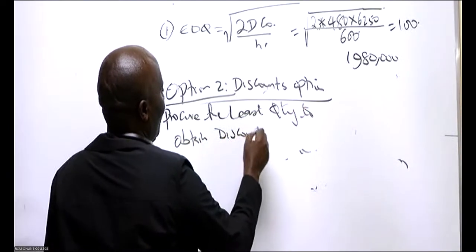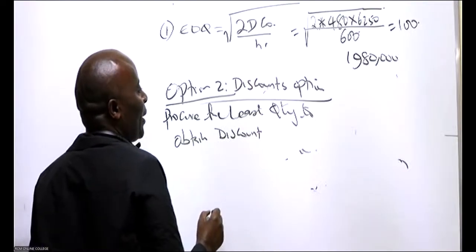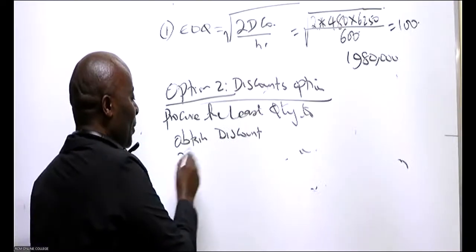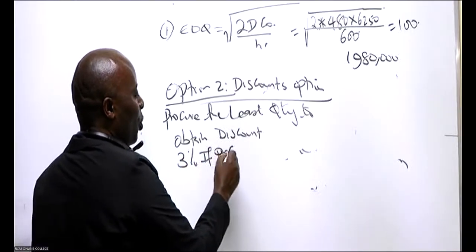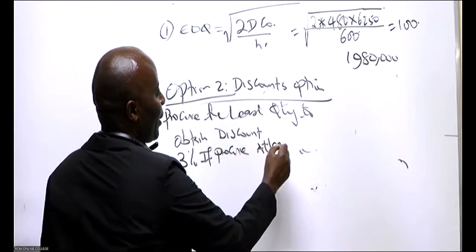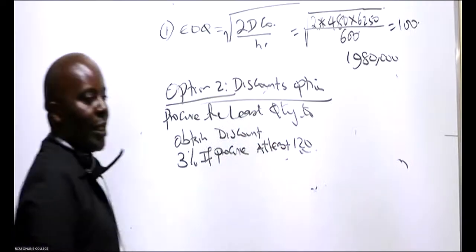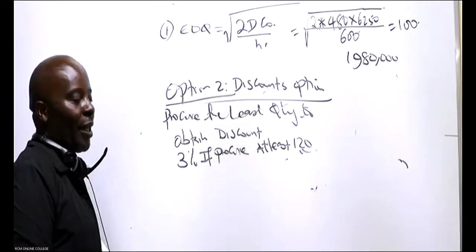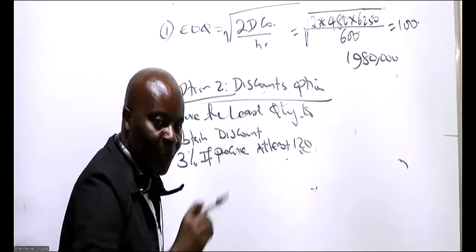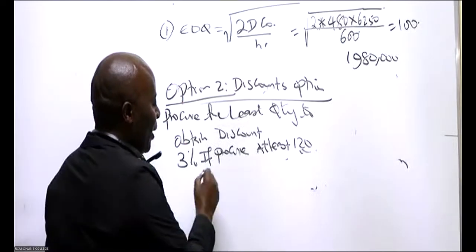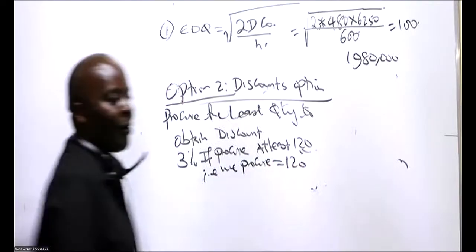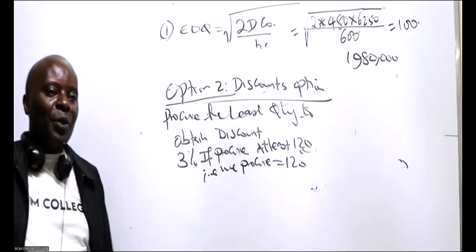discount. So like in this case here, they have told you that you will get a discount of what percentage? A discount of 3% if you procure how many units? At least 120. So 120 or more. So in that case here, we make a decision to buy the very lowest to just get that 3% discount. So we procure how many now? We procure 120 to qualify for that 3%.